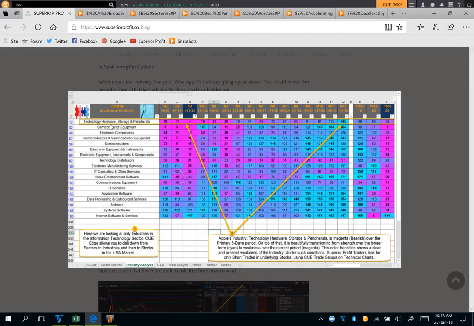What about the industry? Apple belongs to technology, hardware, storage and peripherals. Immediately from the color coding, we see it was strong earlier, cyan, and very nicely and gradually it is transitioning to magenta. So the industry is certainly weakening.